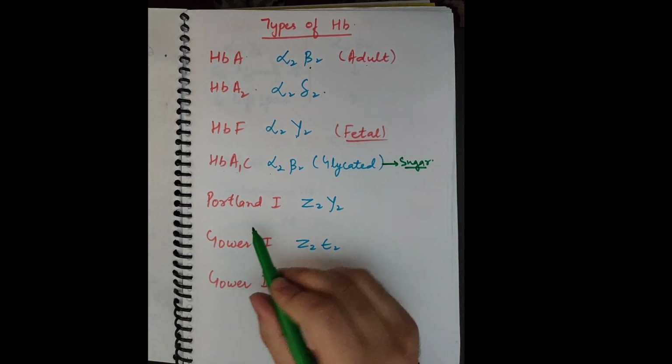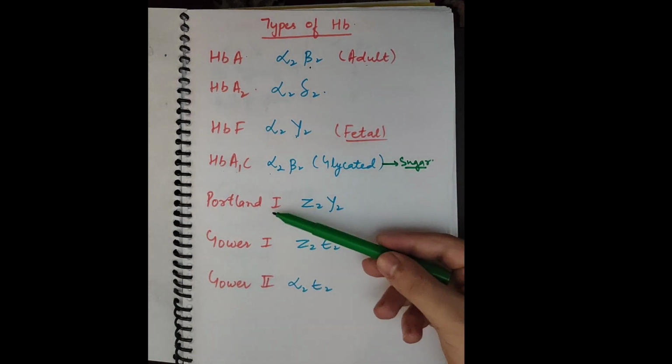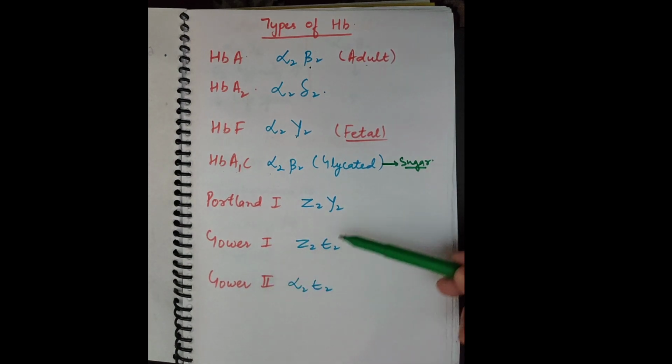ओके, एंड इफ वी सी इन केस ऑफ फीटस, फीटस के अंदर ये 3 तरह के हीमोग्लोबिन प्रेजेंट होते हैं जो कभी भी एडल्ट फॉर्म में प्रेजेंट नहीं होते. लाइक पोर्टलैंड 1, गोवर फर्स्ट, गोवर सेकेंड, दे ऑल हैव डिफरेंट काइंड्स ऑफ चेन्स.